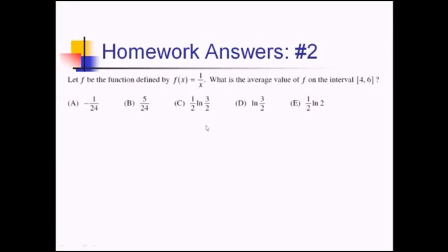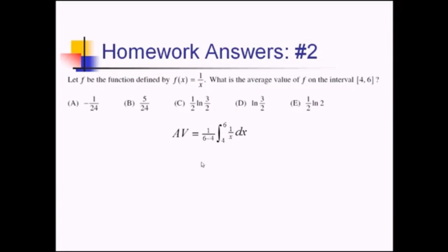For this no calculator problem, we're trying to find the average value of 1 over x on the interval from 4 to 6. Using our average value formula, we're going to have 1 over b minus a, so 1 over 6 minus 4, times the integral from 4 to 6 of this f of x function up here, 1 over x dx. So now let me go ahead and take my antiderivative.